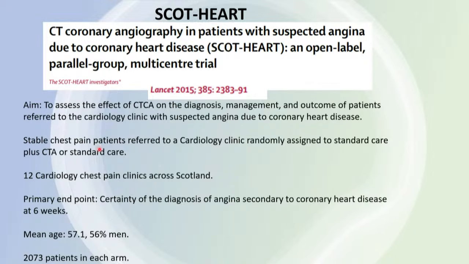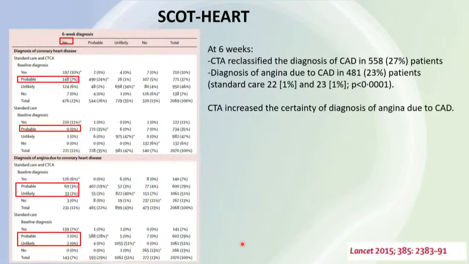So these patients from these cardiology clinics, 12 chest pain centers across Scotland, were randomly assigned to standard of care plus CTA or just the standard of care. Big study, about 2,000 patients in each arm. And at 6 weeks, they showed that CTA reclassified the diagnosis of coronary artery disease in 27% of patients and diagnosis of angina due to CAD in 23% of patients.